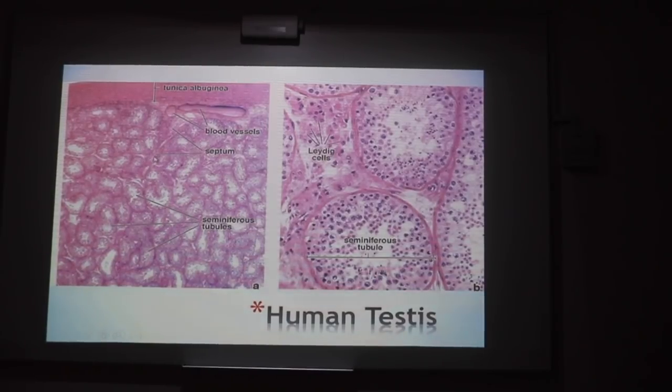There is a septum which is coming in and dividing this into a lobule, and this is the cut section of the seminiferous tubule. So it's a highly coiled tube, and if you cut it, you will see these circles, where these circular things are basically the lumen of the seminiferous tubules.